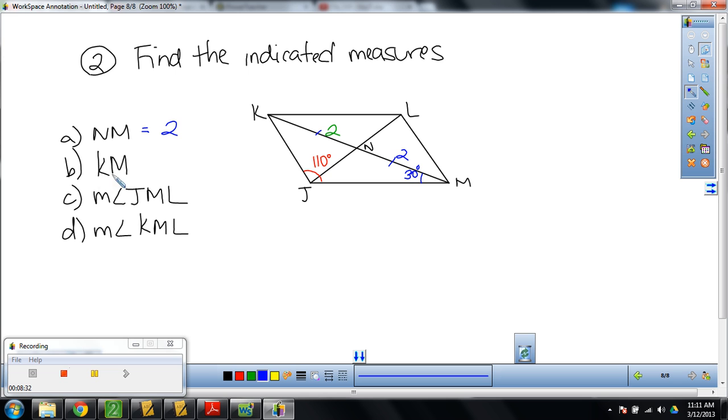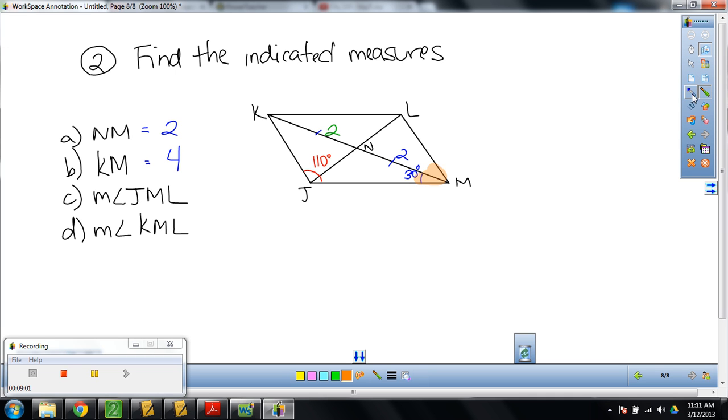So then they want us to find KM, which is the length of the entire diagonal. So we can just add up those two congruent pieces. 2 plus 2 is 4. And that is using the property that the diagonals bisect each other. And now we're going to find the angle measures. They want us to find the measure of JML. So JML is this angle over here.